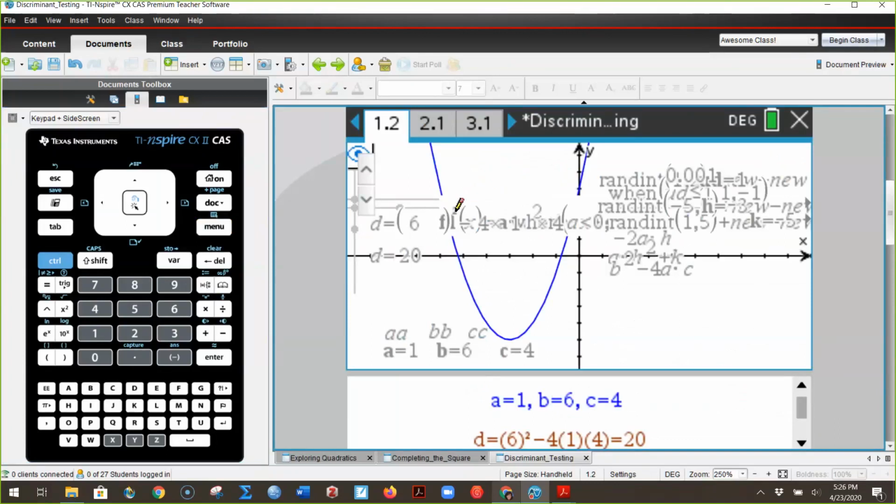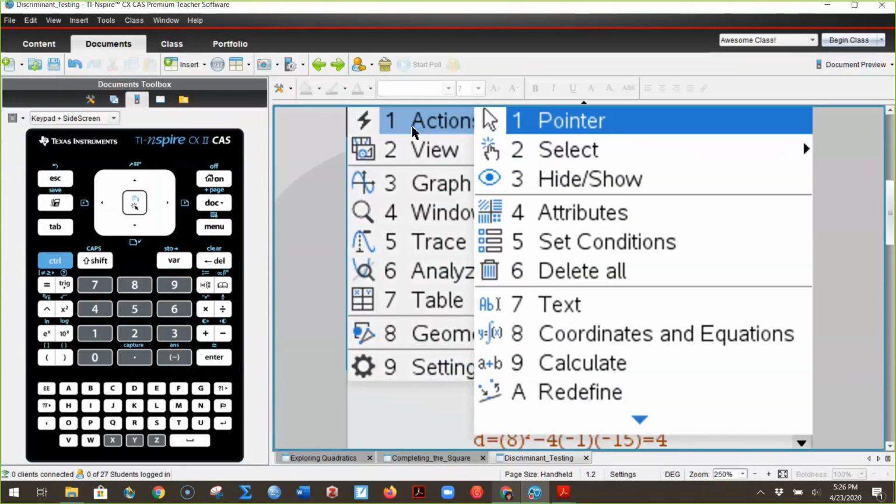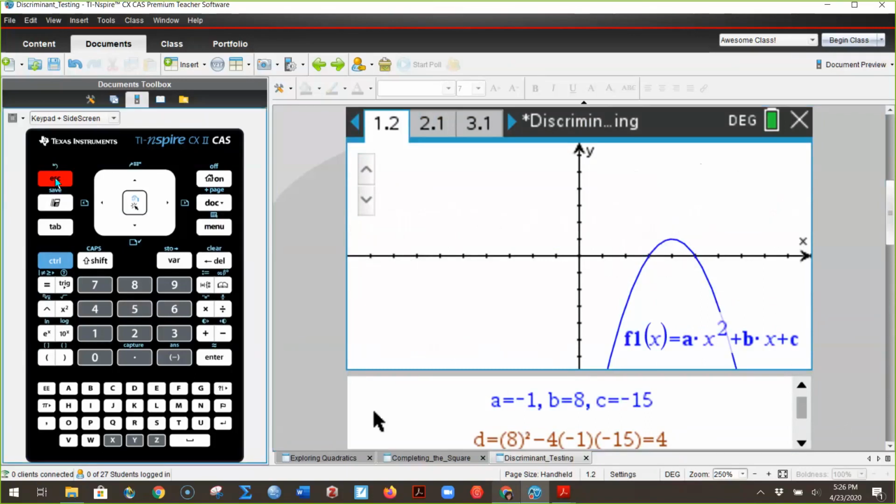And what I want to do is I want to find this F1, and I don't think I'm going to find it on this one here. So I'm going to go right here. So again, I went into menu, I went into actions, I went into hide show. And what I'm looking for is F1, which is ax squared plus bx plus c. And if I click on it, I now can see it. I want to show that. And then I'm just going to hit escape.